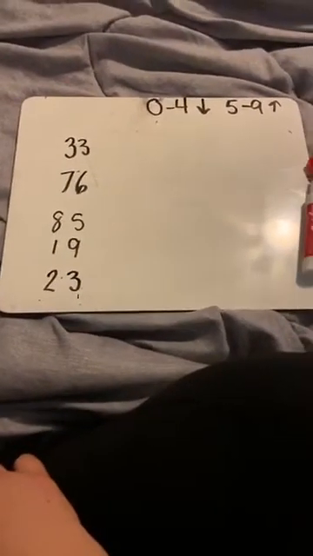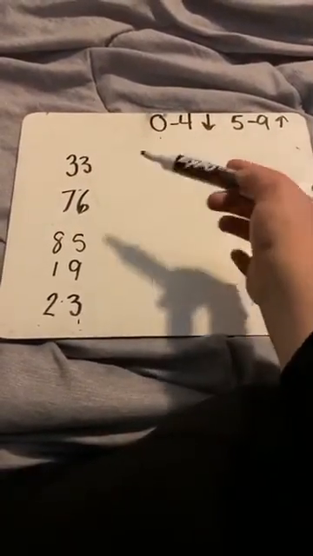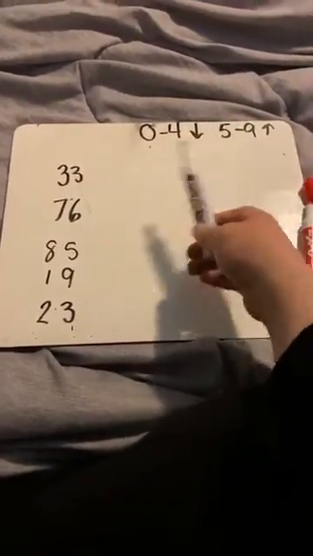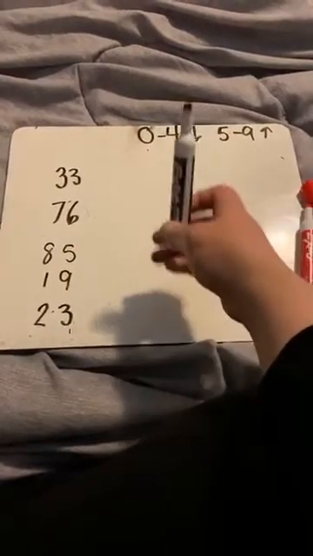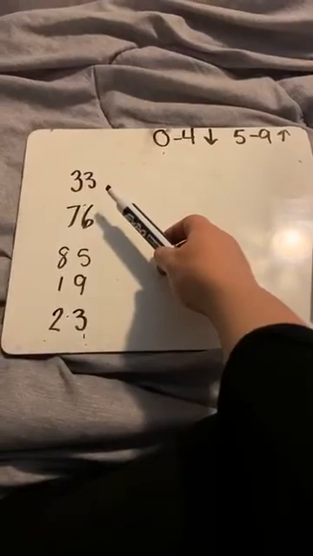Okay, friends, can you round them? Remember that if you have in your ones a 0 through a 4, you go down. If you have a 5 through a 9, you go up to the nearest 10. All right, friends, here's your challenge.